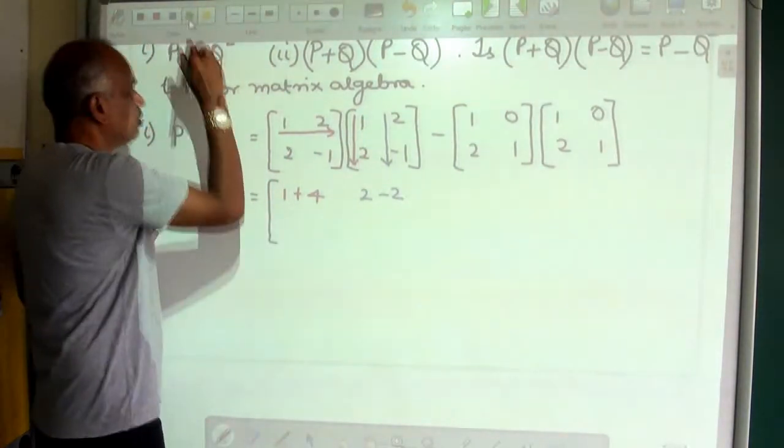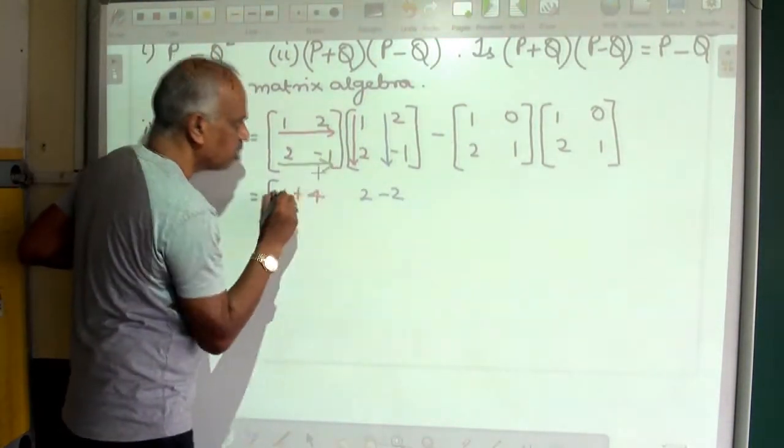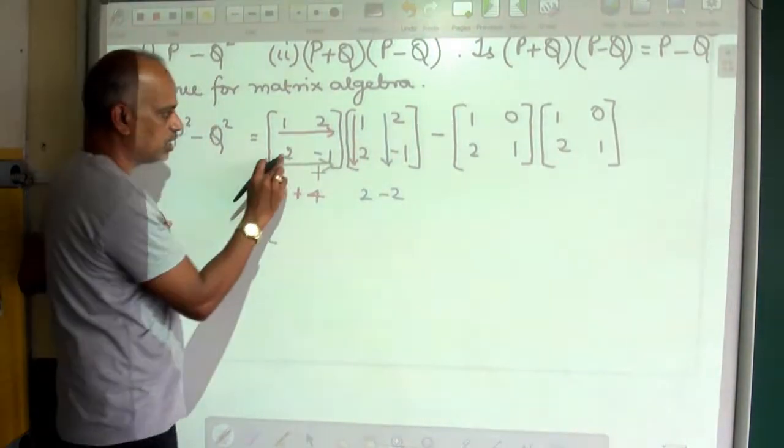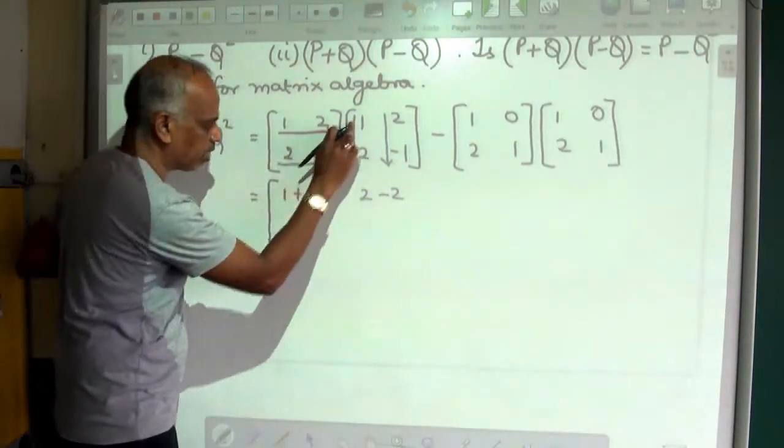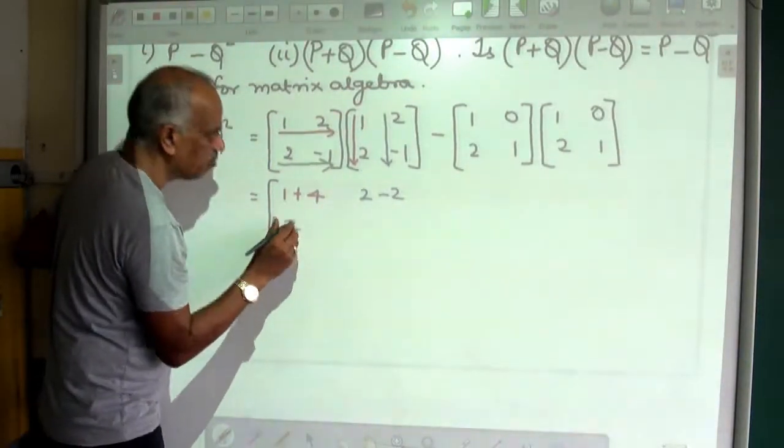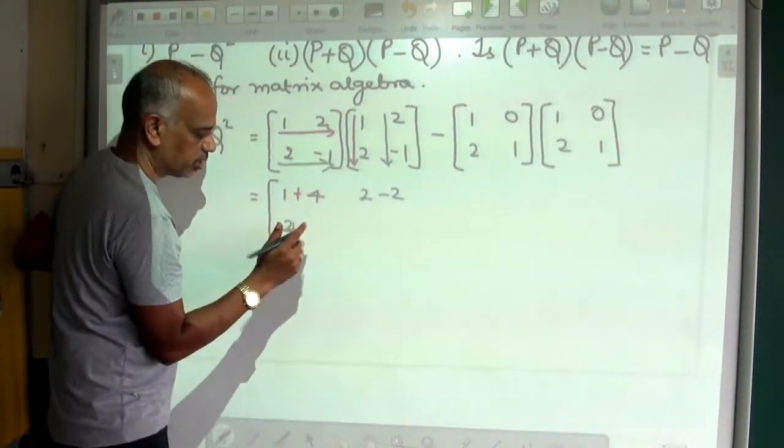Then use the second row with the first column. That means 2 has to be multiplied with 1 and minus 1 with 2. 2 into 1 is 2, plus minus 1 into 2 is minus 2.